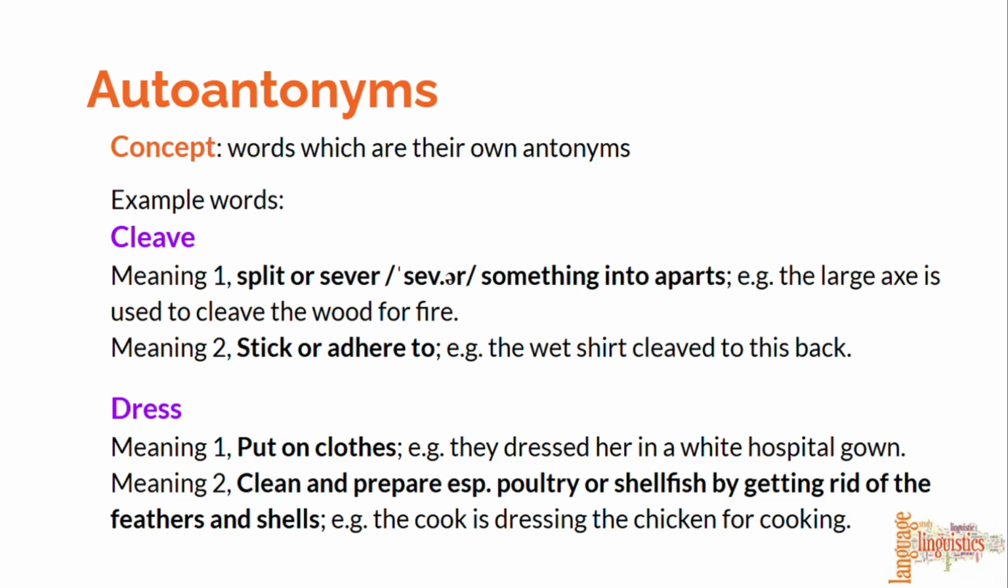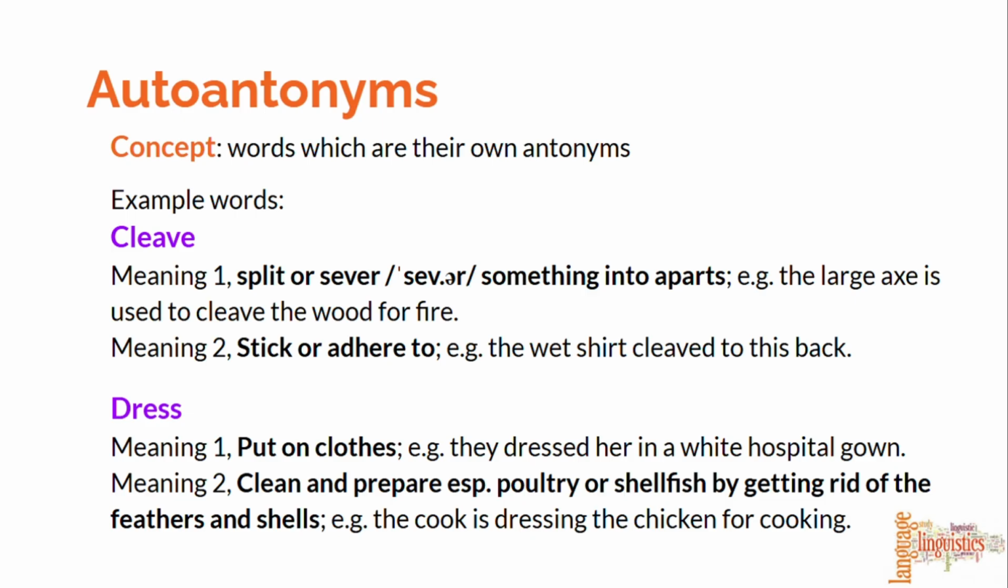Meaning one, it is to split or sever something into parts. For example, the large axe is used to cleave the wood for fire. Meaning two, to stick or adhere to. For example, the white shirt cleaved to his back. We can see that meaning two and meaning one are opposite to each other. So the word cleave is autoantonyms.